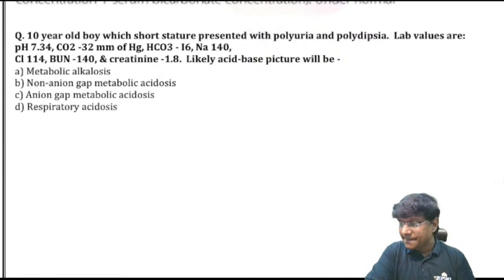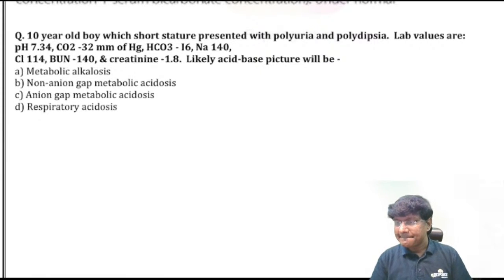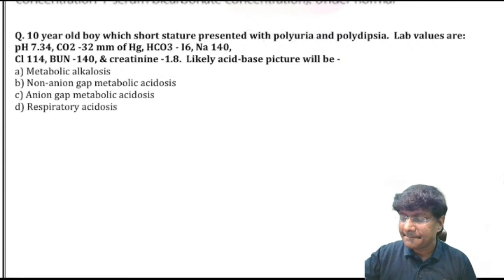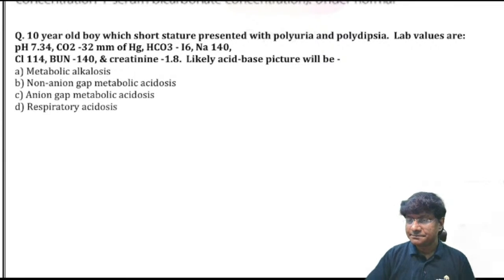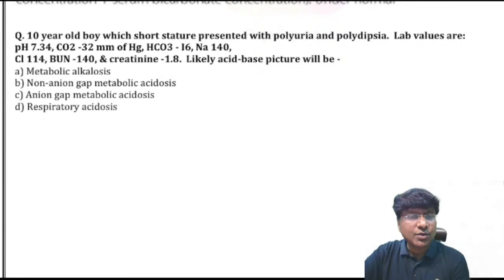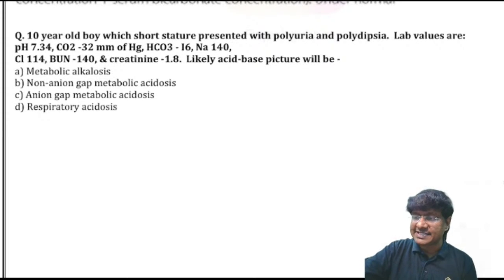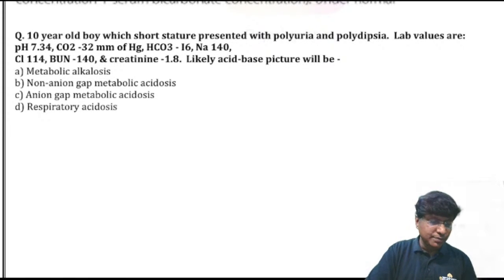Answer this. A 10-year-old boy with short stature presented with polyuria, polydipsia. Lab values are pH 7.34, carbon dioxide 32, bicarbonate 16, sodium 140, chloride 114, blood urea nitrogen 140, creatinine 1.8. What is the likely acid-base abnormality? Please answer this question.